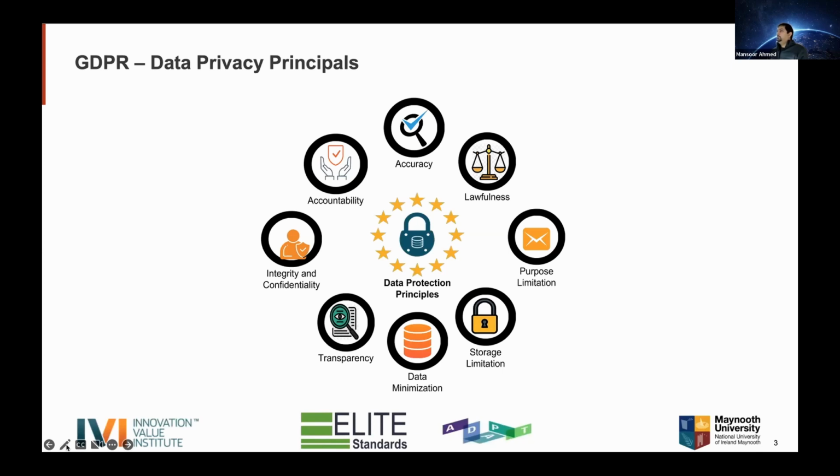Transparency should be there. The personal data shall be processed in a manner that ensures appropriate security of the personal data, and unauthorized or unlawful processing and any accidental loss should be taken care of. Accuracy of the data is important. And finally, accountability, which means that the controller shall be responsible for, and should be able to demonstrate, compliance with the other data protection principles.